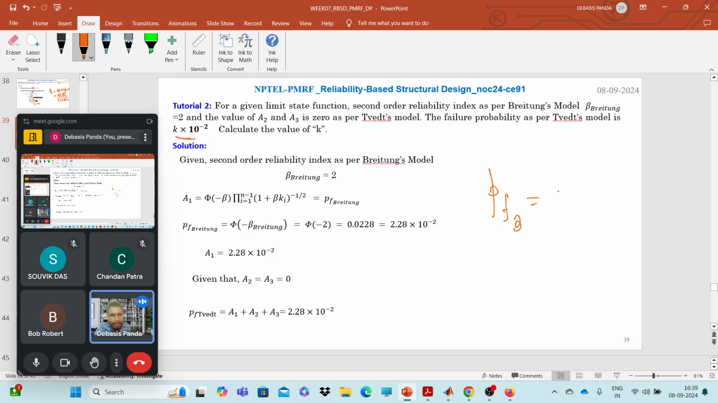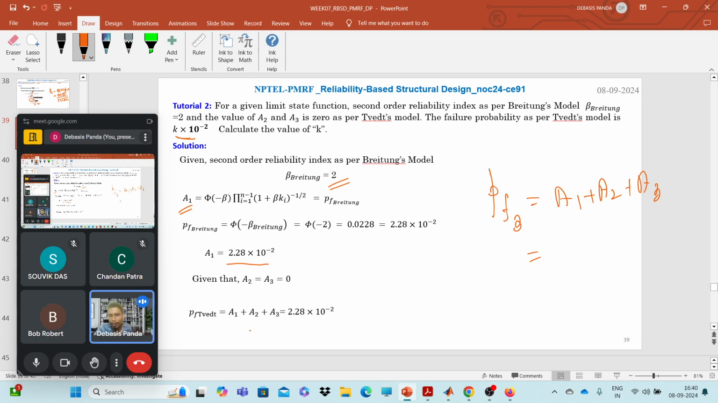PF3 is equal to A1 plus A2 plus A3. A1 we already have, as from the Breitung model we have beta equal to 2, so we can calculate the A1 value. A1 comes out as 2.2 into 10 to the power minus 2. Clear? Now A2: already we have the kappa value and the beta value, then we can easily calculate it.